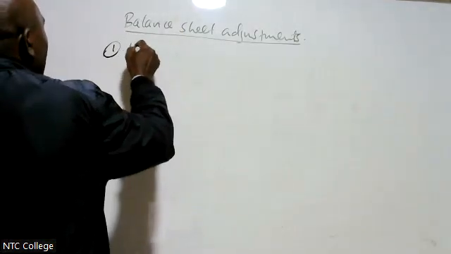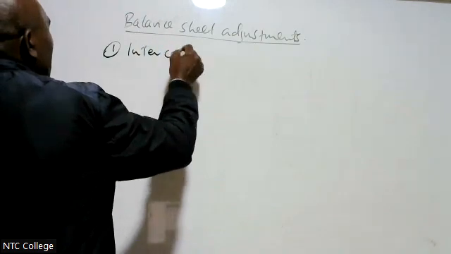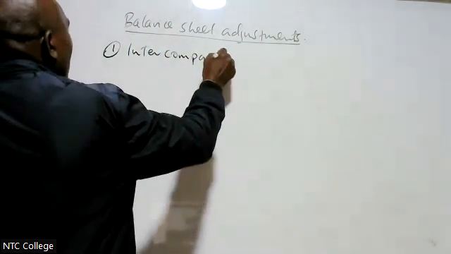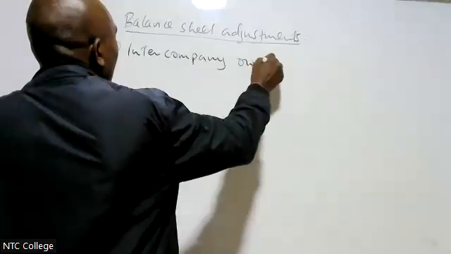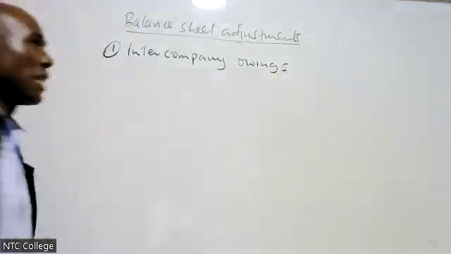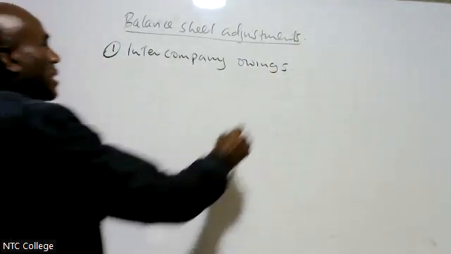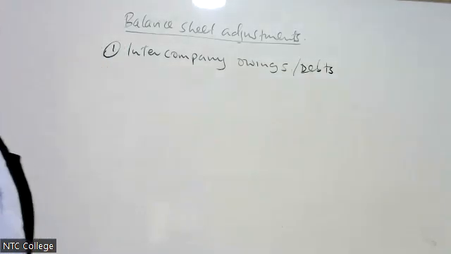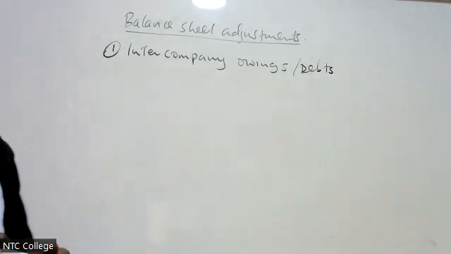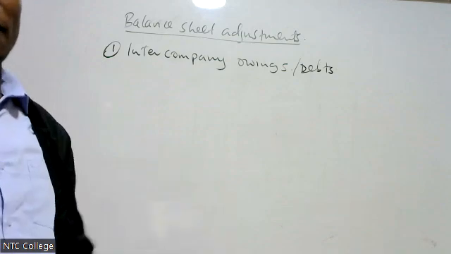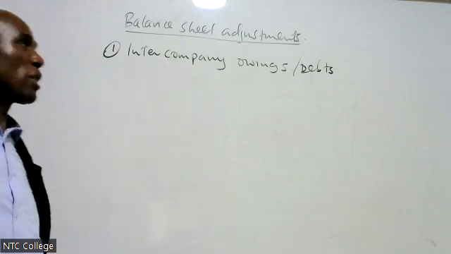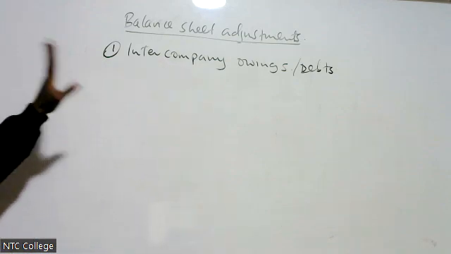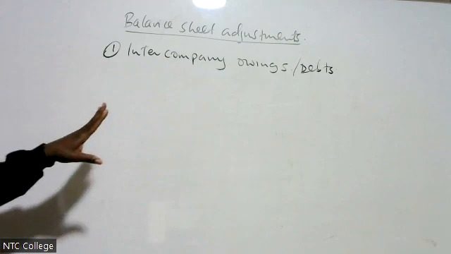We call it intercompany owings or debts. Don't struggle to write, kindly. I already said that we have the notes in the handout. You will make your own notes because it's there. We just want to explain so that we move faster.